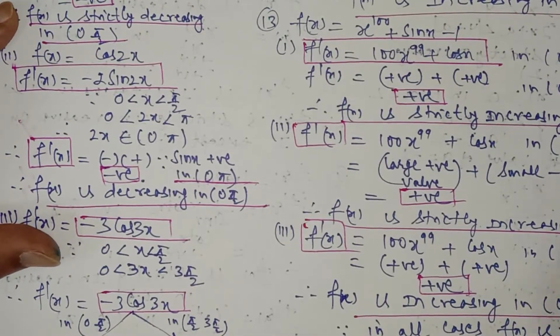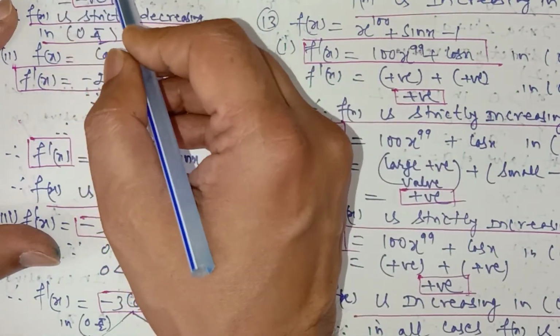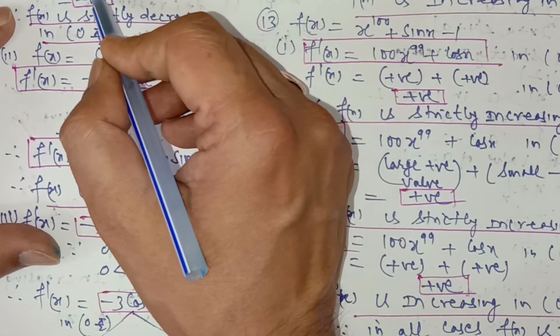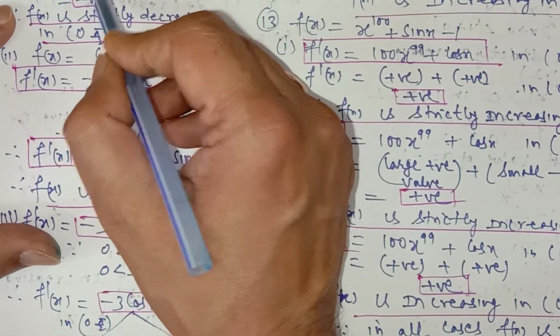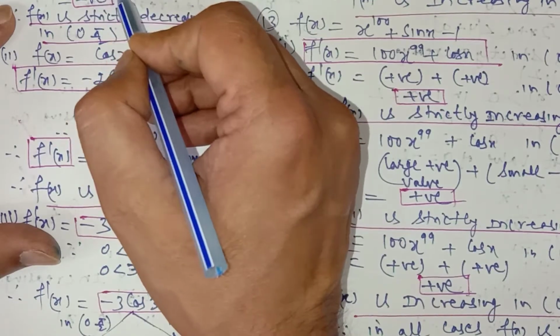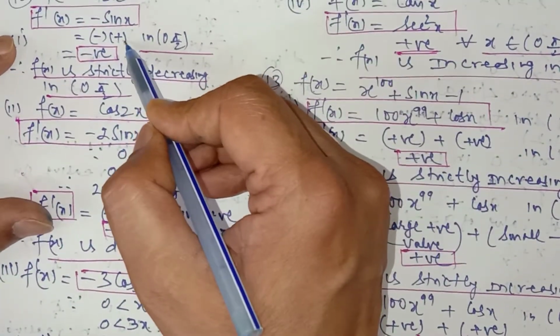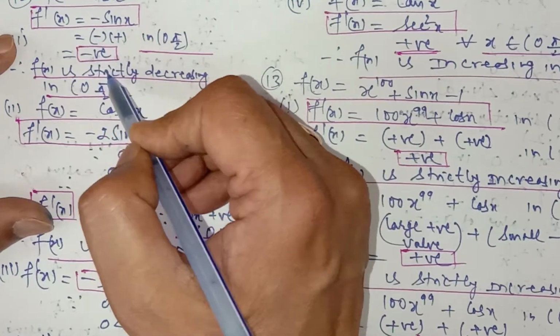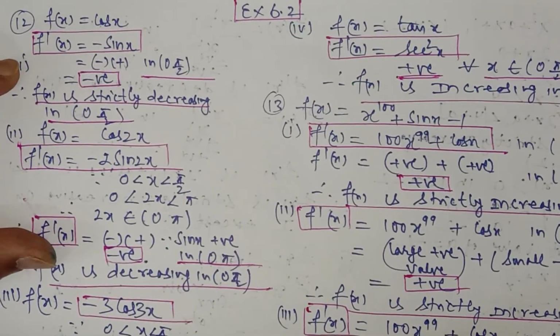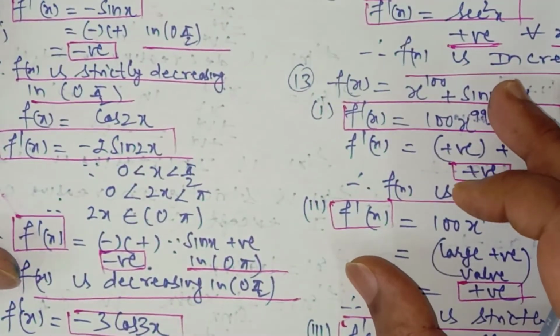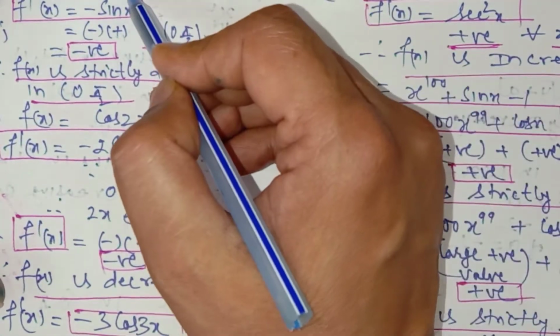Now in question number 12, f(x) is given. Its first derivative will be minus sin x. In the first quadrant, sin x is positive. Minus is there, sin is positive, so it will be negative. So this is strictly increasing because cos is always continuous in the given interval.